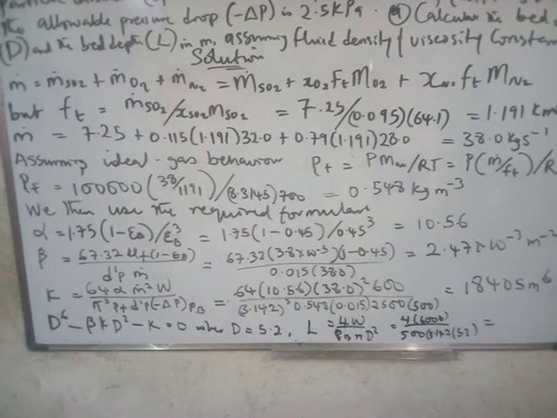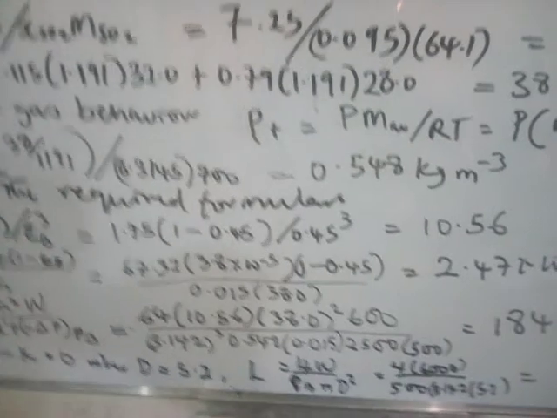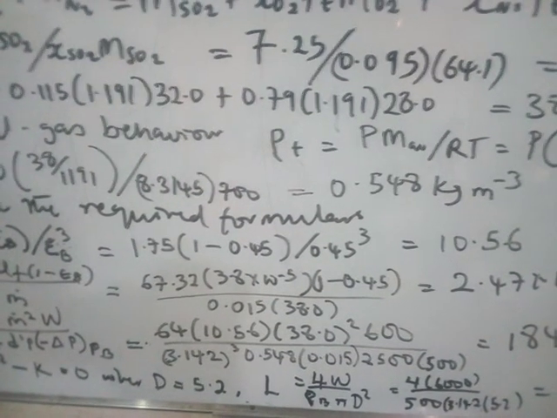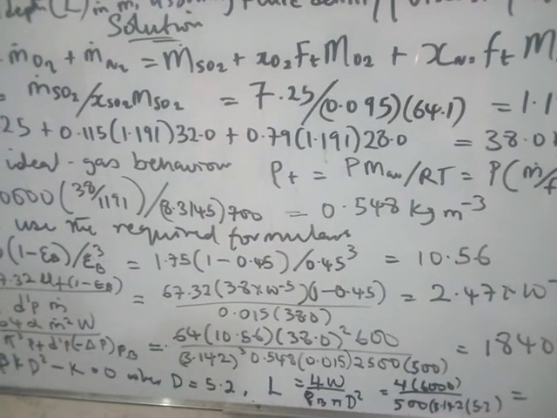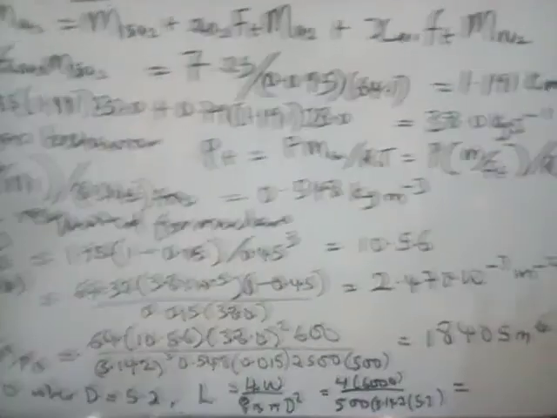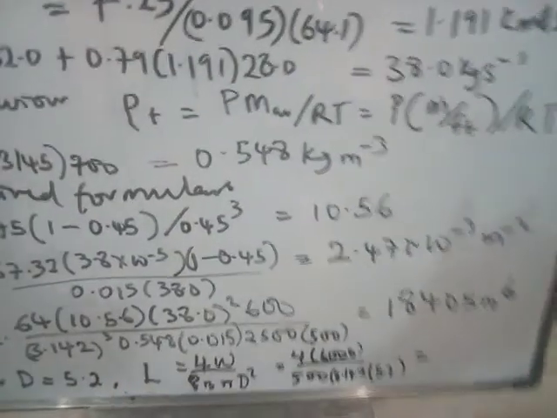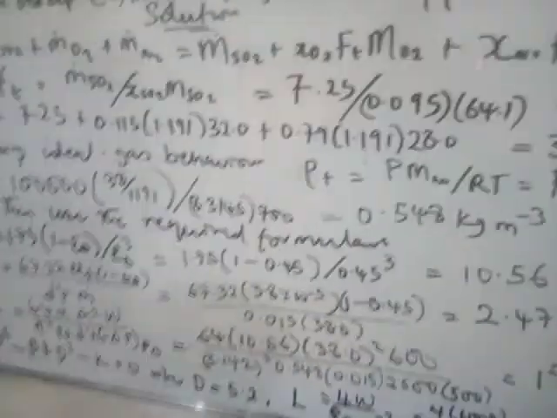So that using the formula L equal to 4W all over ρ_B π D squared, we can now have L to be equal to 4 times 600 all over 500 times 3.142 times what will be our D squared. So if we are assuming our D to be 5.2, it's going to be 5.2 squared. So press the calculator and get our final answer. So that's how you go about it.